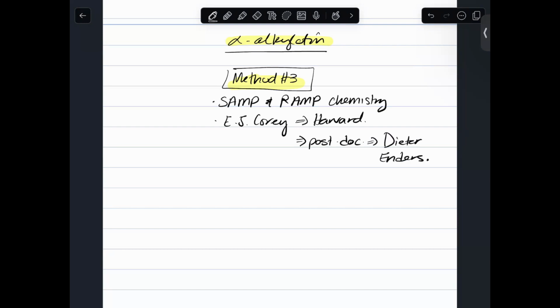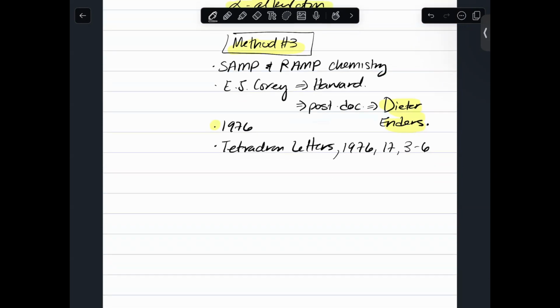And so even though they pioneered the work and Dieter Enders was a postdoc at the time, Professor Enders made it his career. So really a lot of the work comes from Professor Enders' research. They first published this in 1976, so before Evans oxazolidinones, before Andy Myers, they published it in a Tetlet paper. Tetlet means tetrahedron letters. 1976. And it's a pretty short read. It's not the most popular method.